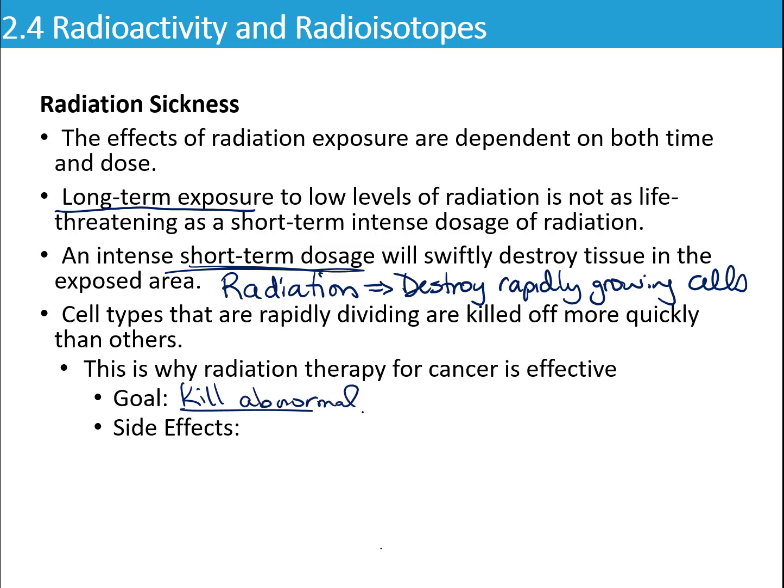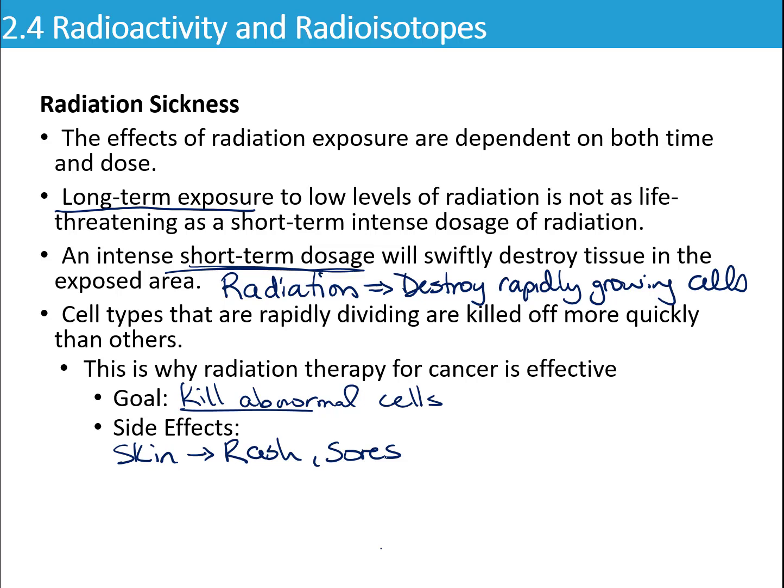But the problem is you have a lot of normal cells that also grow rapidly. Can you think of any? Can you think of any cells in your body that grow pretty fast? Skin cells. So skin cells, people that undergo radiation typically develop rashes in the areas where it's exposed. They may have skin breakdown, so they may actually develop a sore. And that's all because of exposure of ionizing radiation to the skin surface.